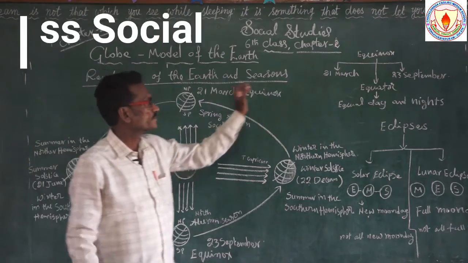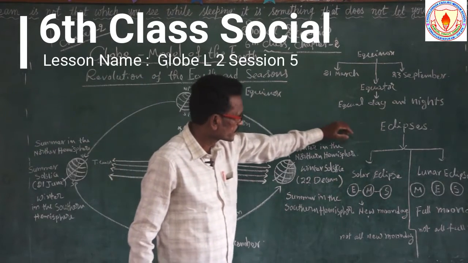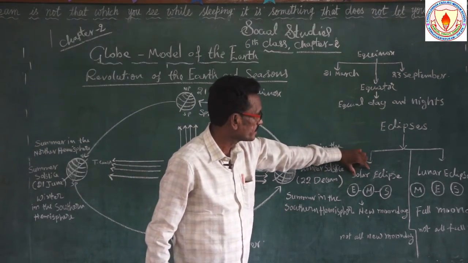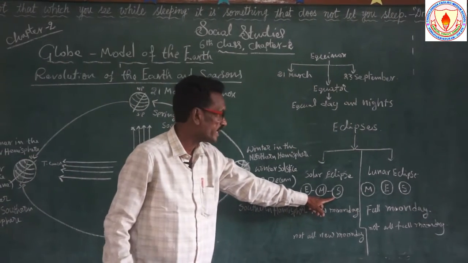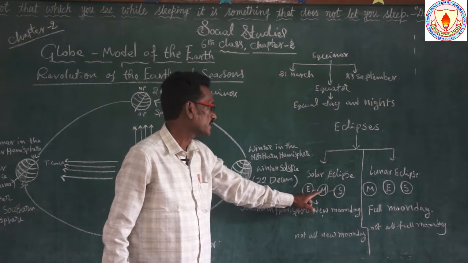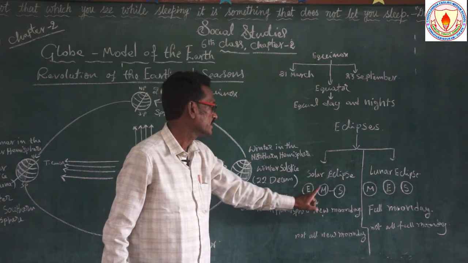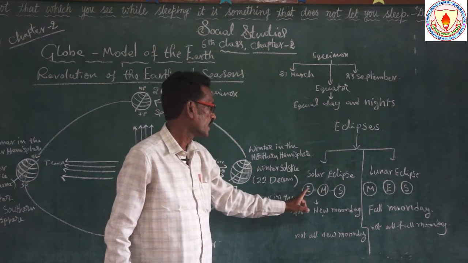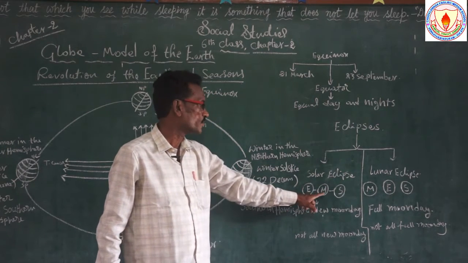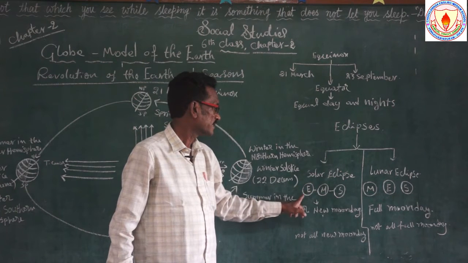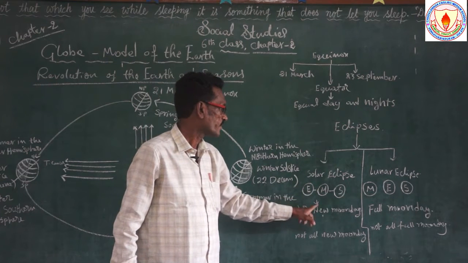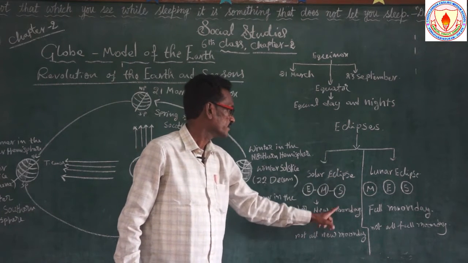See here, just the solar eclipse. The sun is not moving anywhere, and here is the earth, and this is the moon. The earth has a satellite, that is the moon, which revolves around the earth, and the earth revolves around the sun.